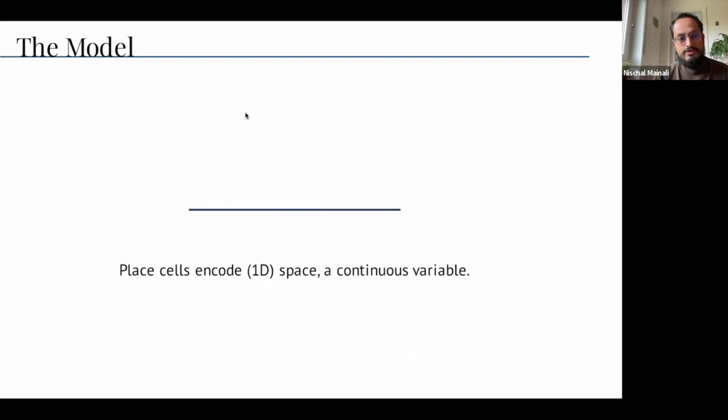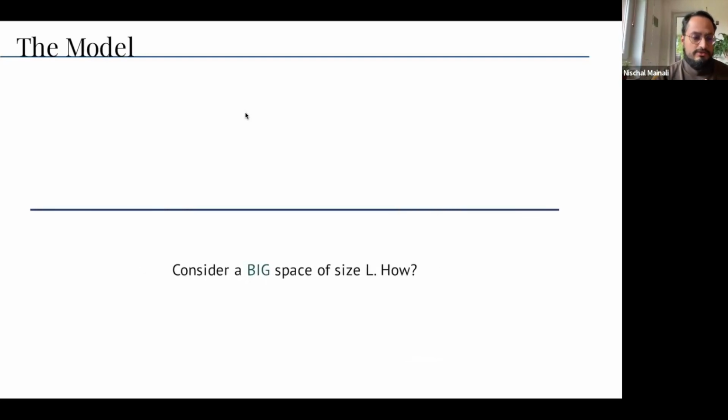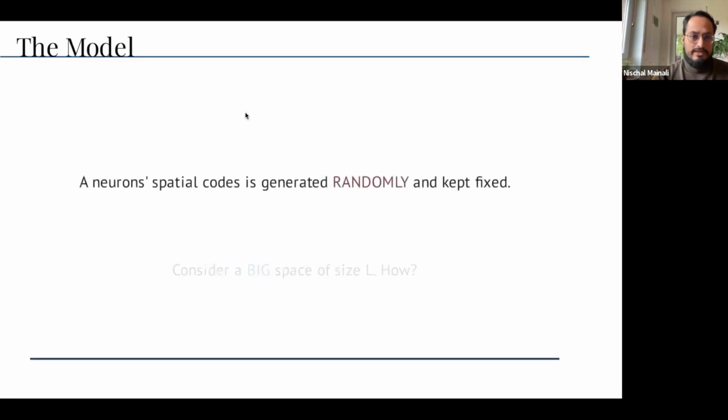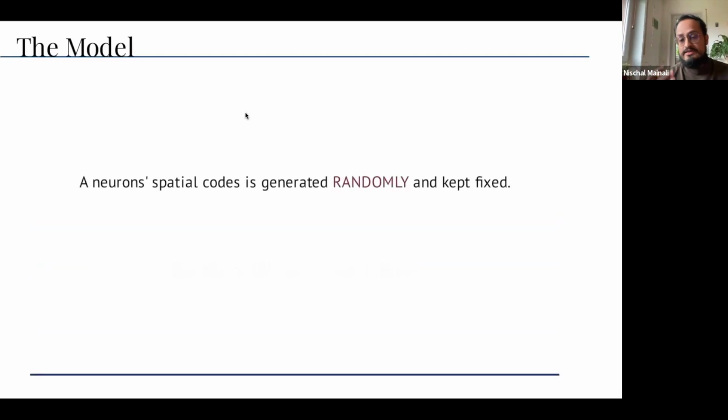So what do we want? We want place cells to encode 1D space, a continuous variable, basically the coordinates of the animal in the space. And in the experiments that we're looking at, we want to encode a big space, let's say of size L, and the question is how. So in our model, we propose that a neuron's spatial code is generated randomly and kept fixed. What do I mean by that? I will make randomly more precise, but basically we imagine a neuron's spatial code over a given environment is generated randomly, and then it's frozen. So every time the animal enters that space, it will have the same spatial code.